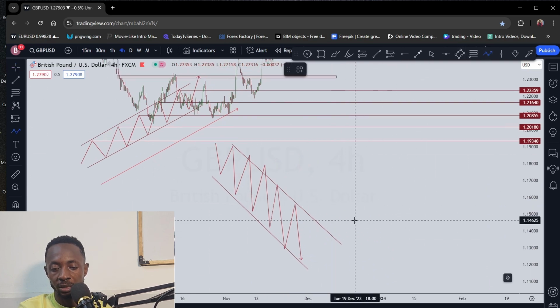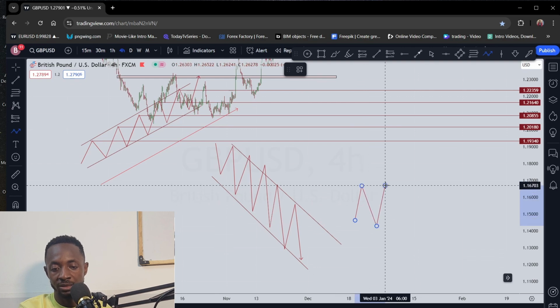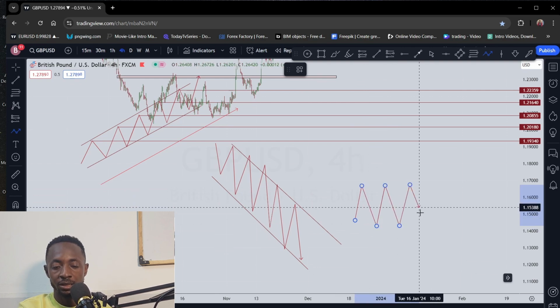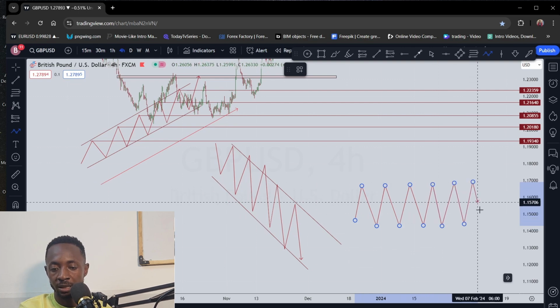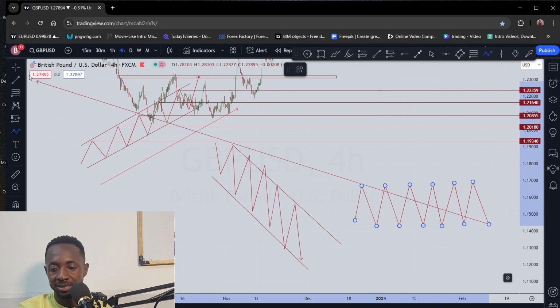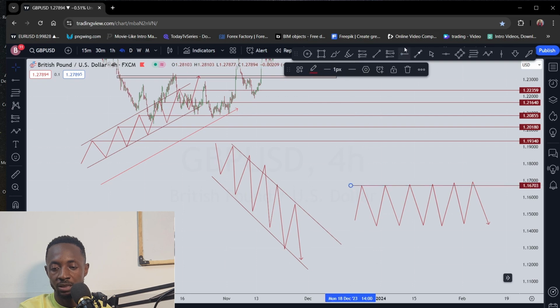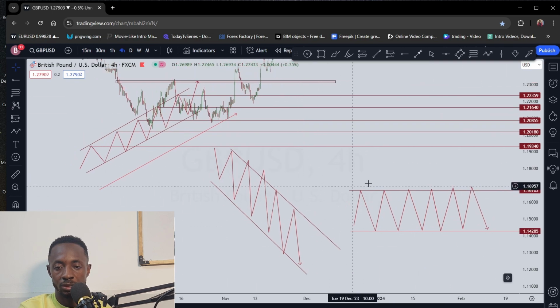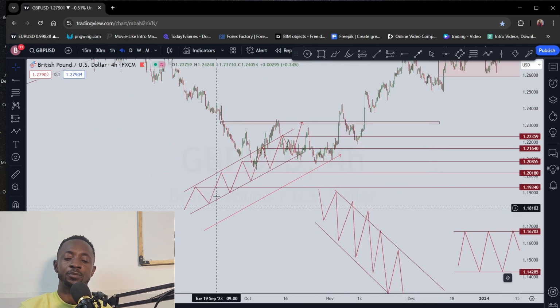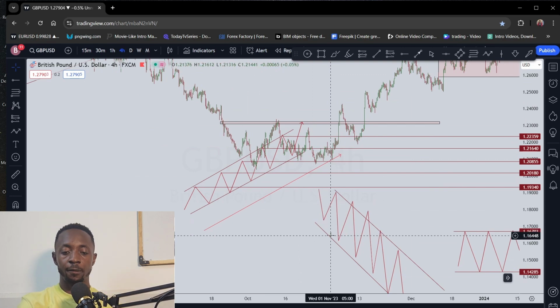And I'll show you how to take advantage of all these trends as it's moving like this, right? Then the last one is the ranging market or the consolidating market. It just keeps going up and down within the same axis, right? This one is called a ranging market, as you can see.